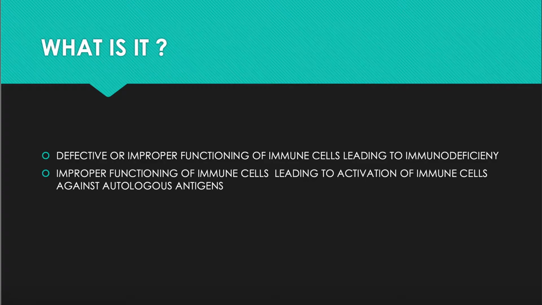Now, let's start with what is immunodeficiency, which basically is defective or improper functioning of the immune cells. And so the patients are going to be immunodeficient and they will be susceptible to frequent microbial infections. Now, what is autoimmune disorder? It's when there's going to be improper functioning of the immune cells again, but this time the immune cells are going to be activated against the body's own self antigens or autologous antigens.